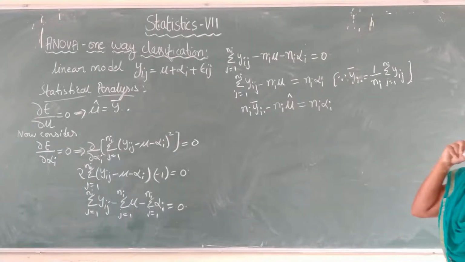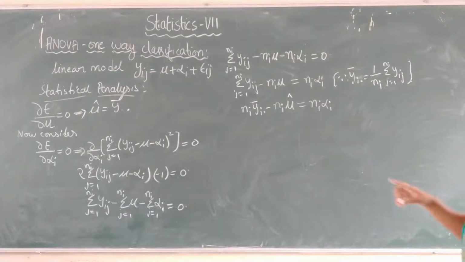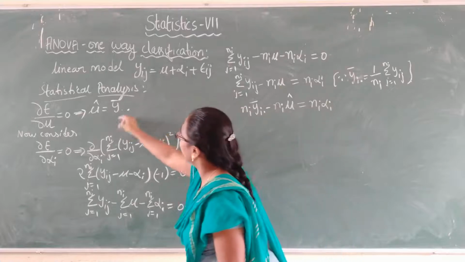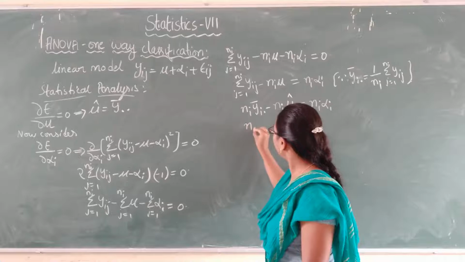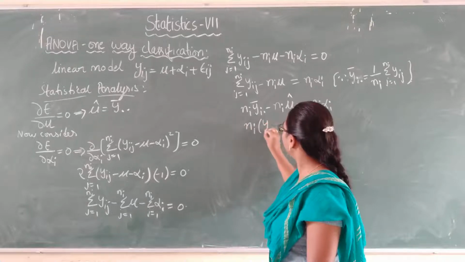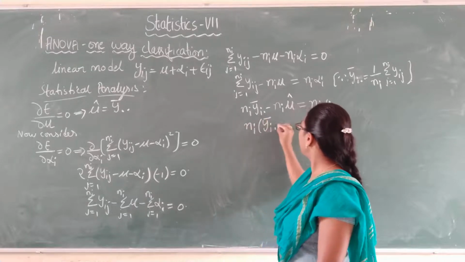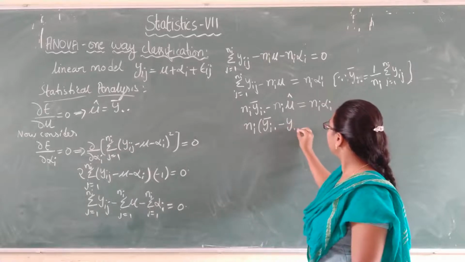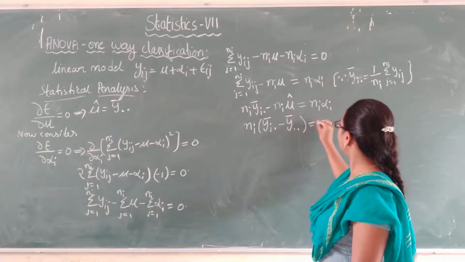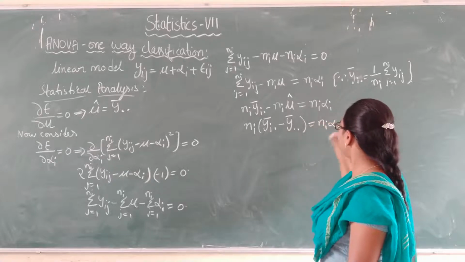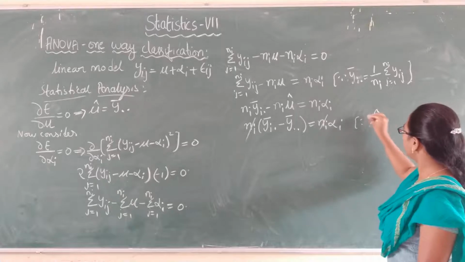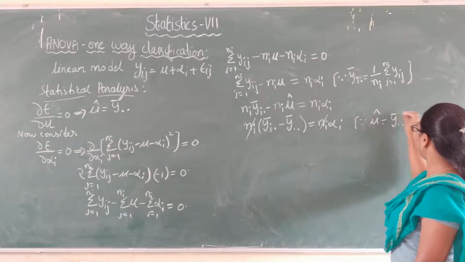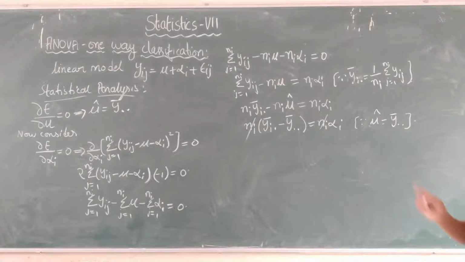What is the mu hat value we have? We have mu hat as y double dot bar. Before that, take out ni common. If you take out ni common, we get yi dot bar minus mu hat, that is y double dot bar, equals ni into alpha i. Ni gets cancelled, since mu hat equals y double dot bar. From the statistical analysis, we got the mu hat value earlier.